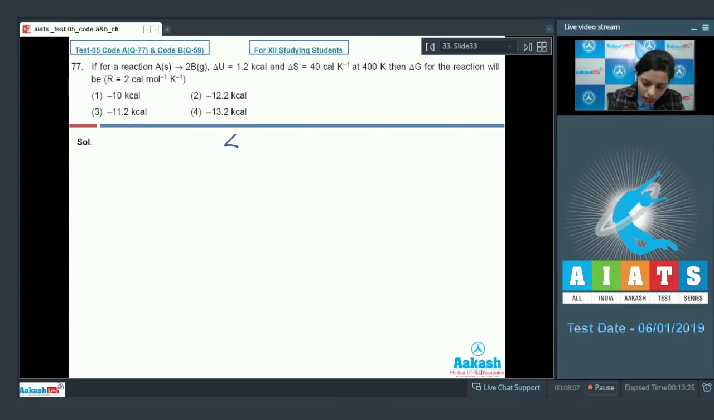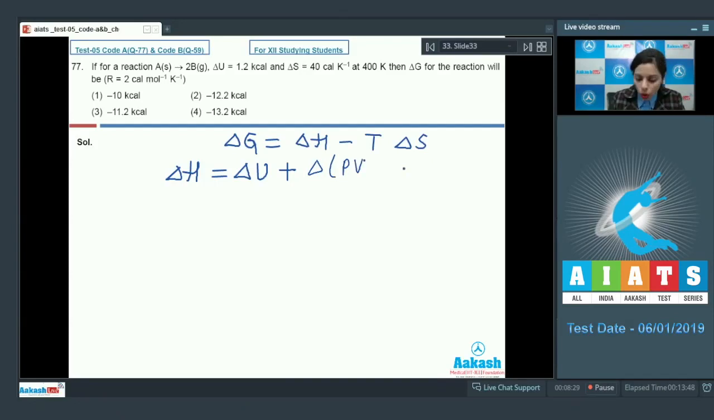It means in this question, delta G value you need to find out, and we know that delta G is equal to delta H minus T delta S. So what we need here, we need delta S value as well as temperature and delta H value. Let's first find out delta H value. This is equal to delta U plus delta PV, or it can also be written as delta U plus delta NgRT. It means change in gaseous moles you have to take here.